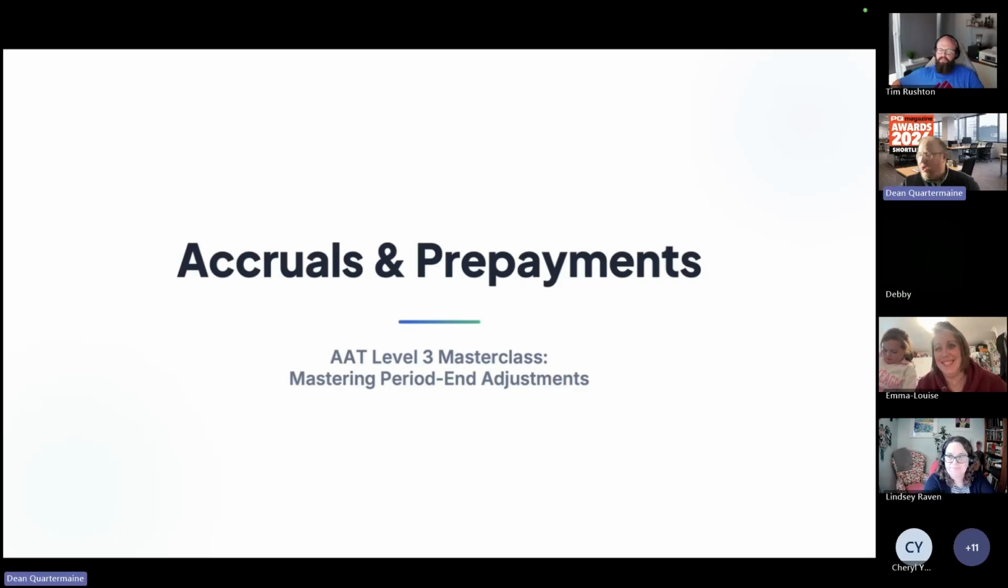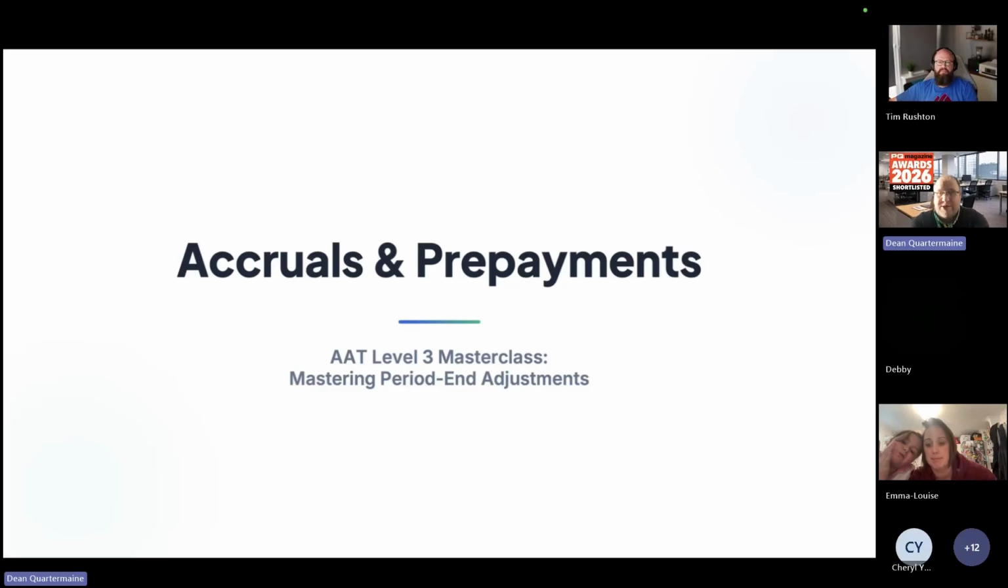we're here to look at accruals and prepayments on the financial accounting, preparing financial statements unit from level 3. And accruals and prepayments are one of a number of period end adjustments which you need to be able to do and need to be aware of as part of the FAPS unit.